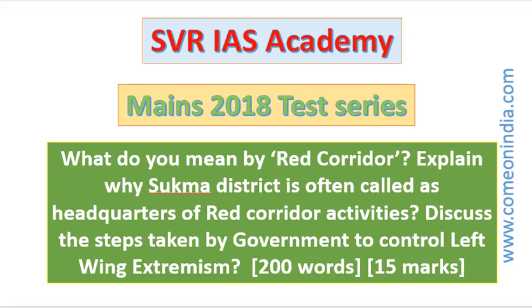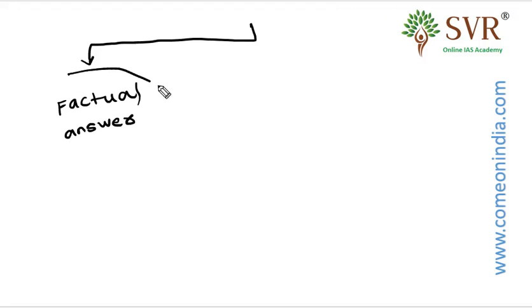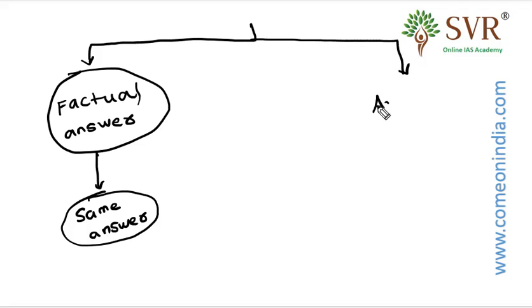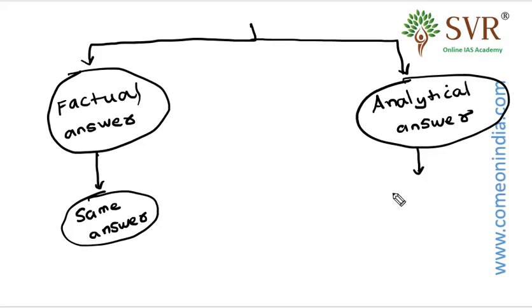Also always remember, if any question is asked, there will be 2 types. One is the factual question, like what is inflation, what is red corridor, and what is biotechnology. For these kinds of questions, most of the students will write the same answer because factual points or definitions won't change. There's another type called concept based, or simply analytical questions. These answers will differ from one candidate to another. So in this video lecture we will provide a model framework on how to write answers for this question.